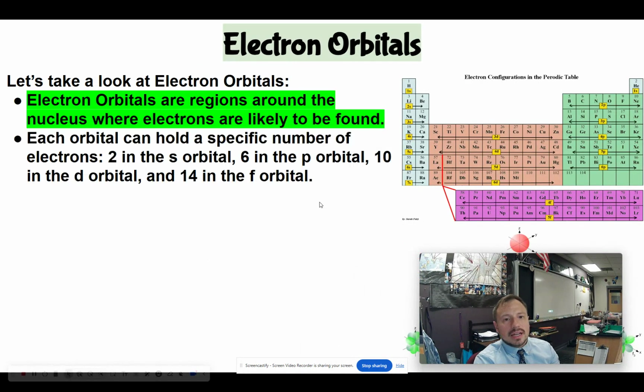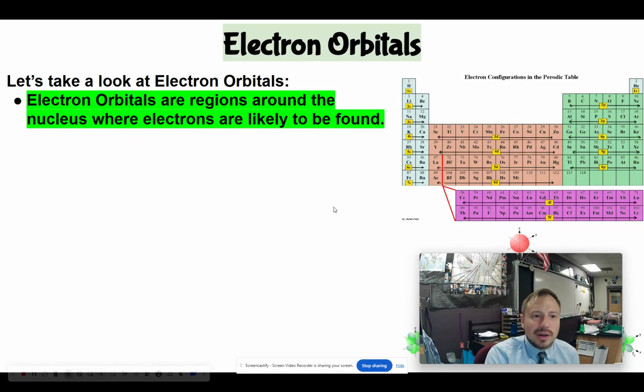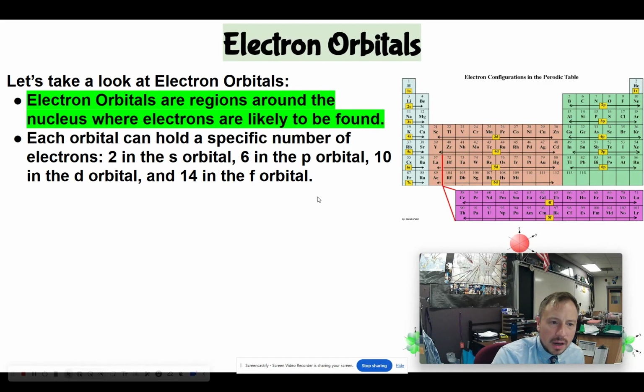Now let's get to those electron orbitals. There are regions around the nucleus where electrons are likely to be found. In a Bohr model, you just show the circles and those are the electrons that fill it. But there are these different shapes of orbitals, and they have different energy levels. We've got the s orbitals, the p orbitals, the d orbitals, and the f orbitals. And that's also how the periodic table is organized.